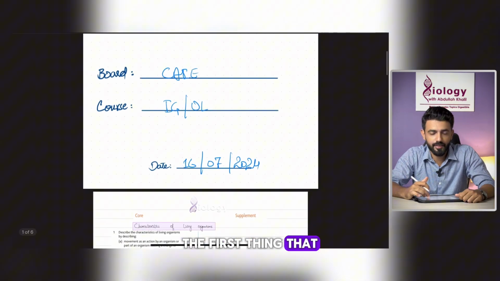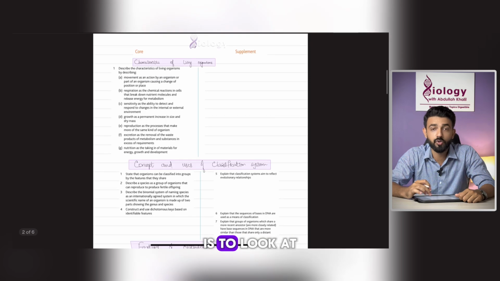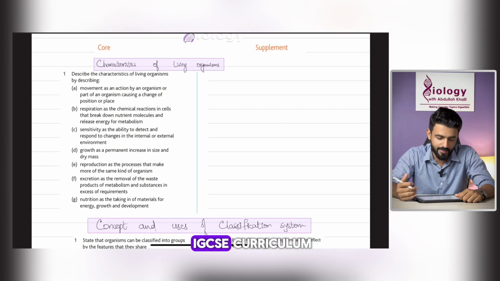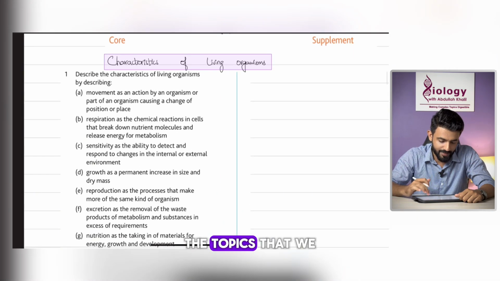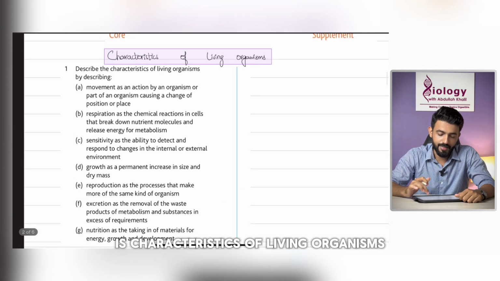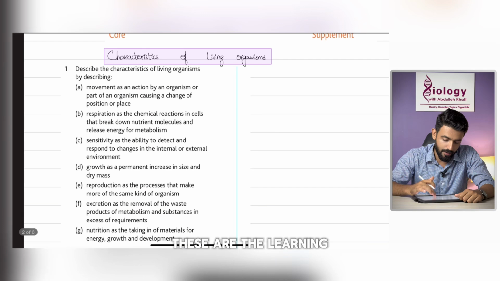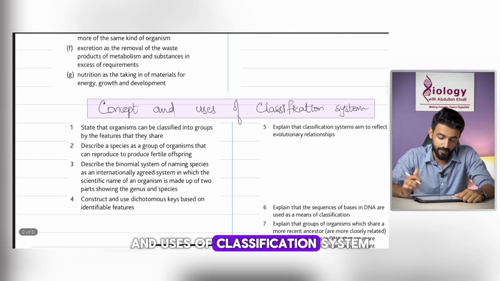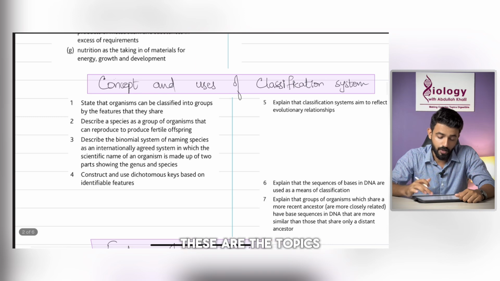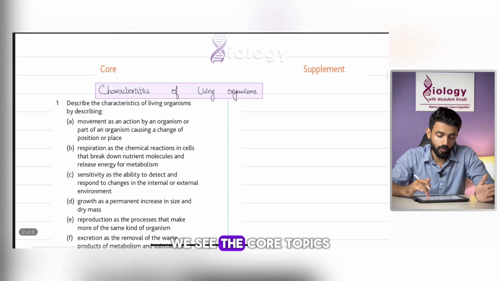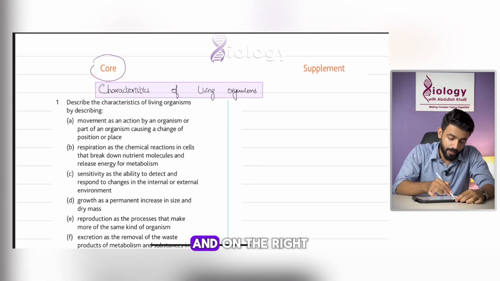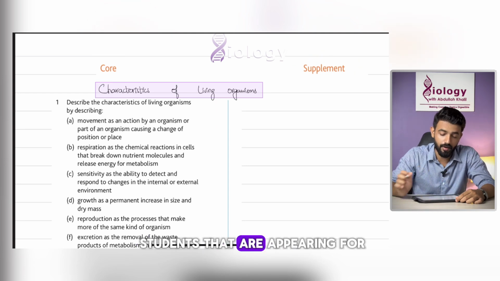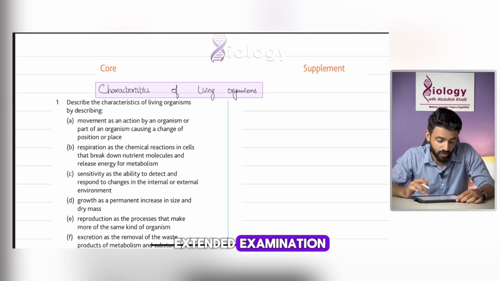The first thing that we do before starting the chapter is to look at the key learning objectives provided by the board. This is from the IGCSE curriculum. So the topics that we are looking at here is characteristics of living organisms. These are the learning objectives here. Then we have concepts and uses of classification system. These are the topics. On the left side we see the core topics, and on the right side we have the supplement topics. That means for the students that are appearing for extended examination.